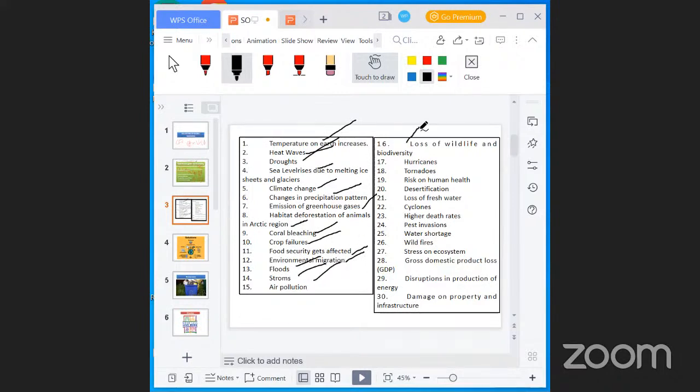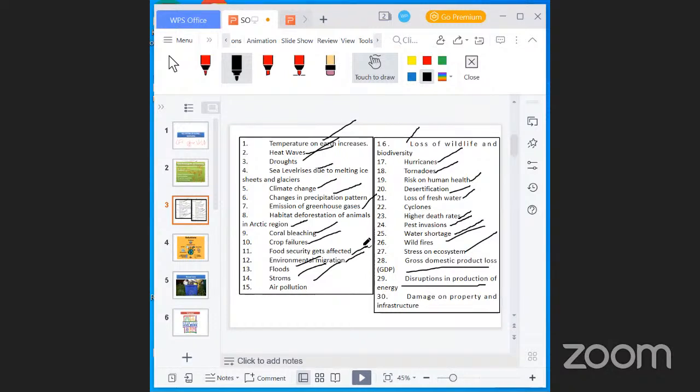and loss of biodiversity and wildlife and hurricanes, tornadoes, risk of human health, desertification, loss of fresh water cycle and cyclones and higher death rates and pest invasions and water shortages and wildfires, stress on ecosystem and gross domestic products loss, that is called GDP, and distribution disruptions in production of energy and damage on property and infrastructure.